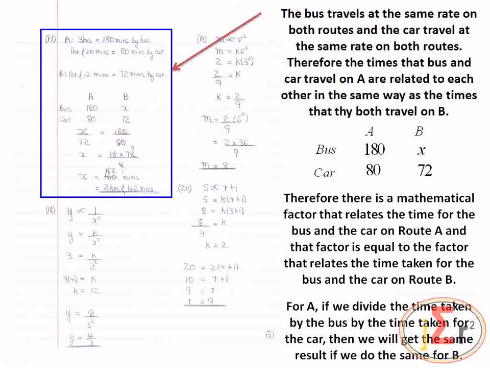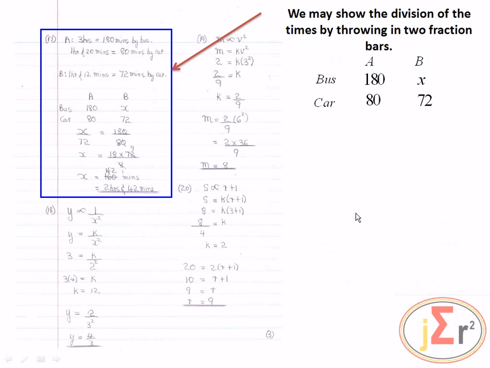For A, if we divide the time taken by the bus by the time taken by the car, then we will get the same result if we do the same for B. So if we say this divided by 80, then we say X divided by 72. 180 divided by 80 will give the same result as X divided by 72. And if we do it the other way, horizontally, it will be the same, and we will demonstrate that also. So let us go straight ahead.